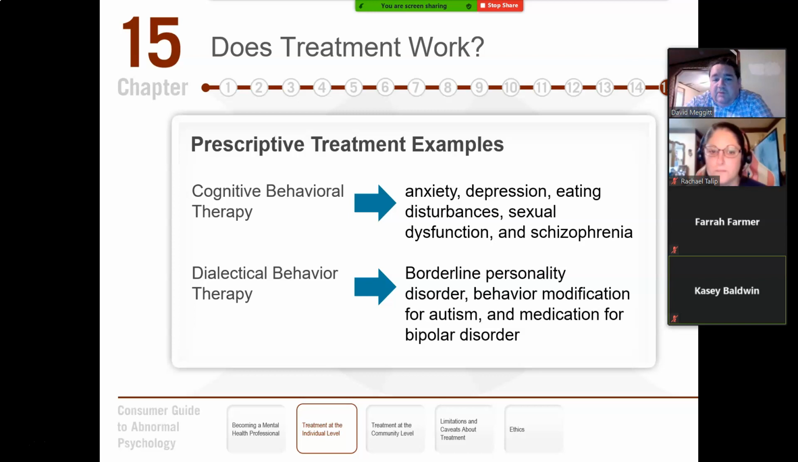So, prescriptive treatment examples. These are things that tend to work best with different conditions. CBT, cognitive behavioral therapy, works well with anxiety, depression, eating disturbances, sexual dysfunction, and schizophrenia. Dialectical behavioral therapy works best with borderline personality disorder, behavior modification for autism, and medication for bipolar disorder.